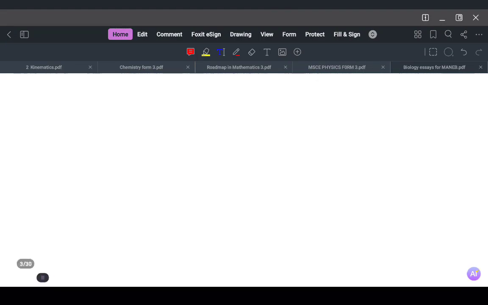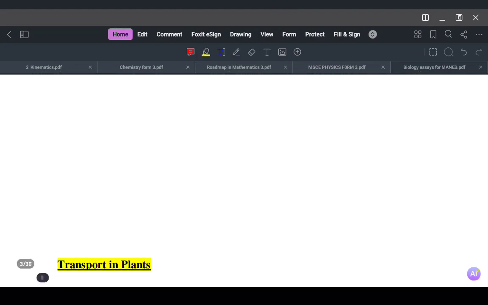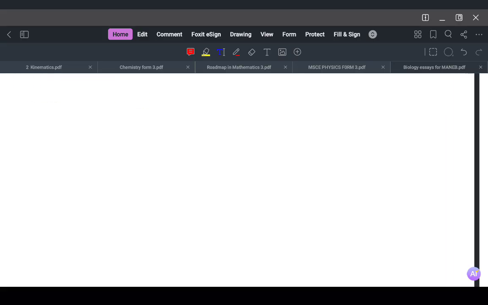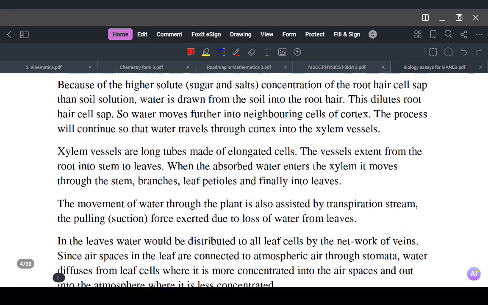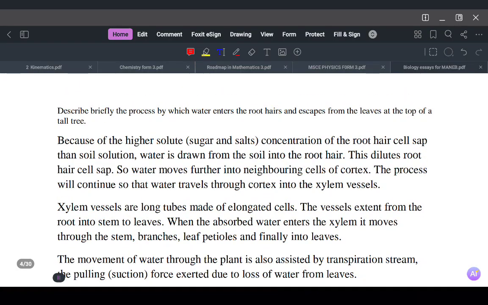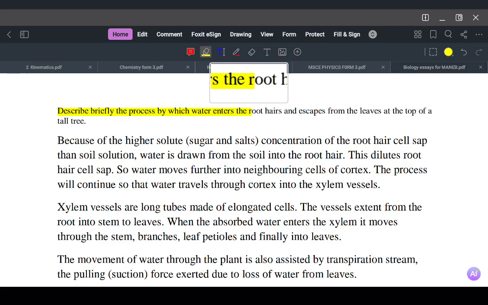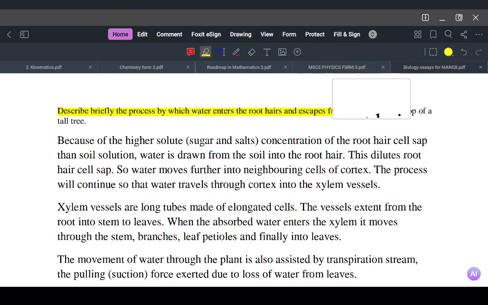So questions can come in different forms depending on the topic of interest. From transport in plants, you can have the following potential questions. For example, this one is saying, describe briefly the process by which water enters the root hairs and escapes from the leaves at the top of a tall tree. This is about transpiration, the transpiration stream.